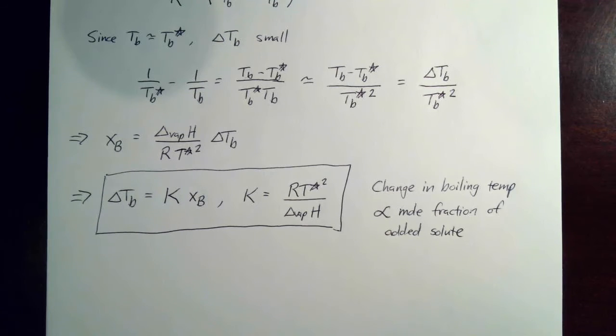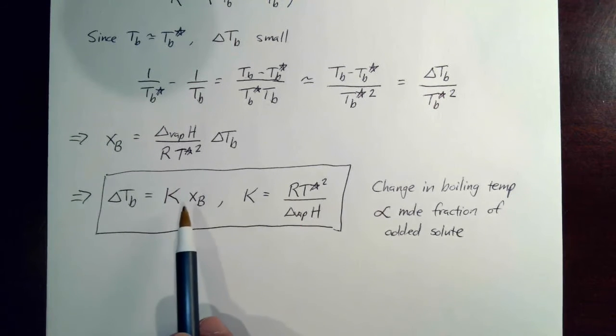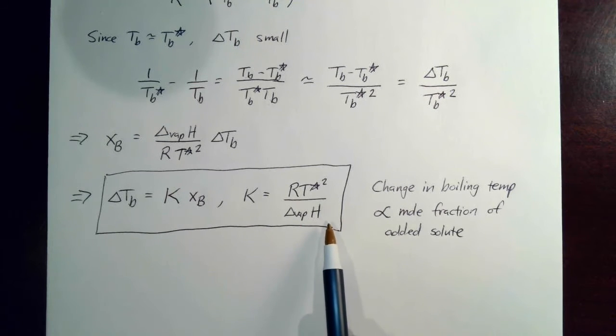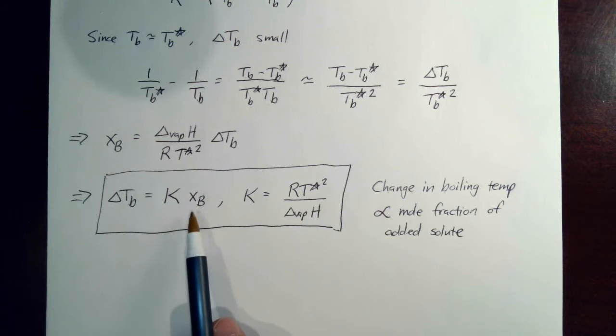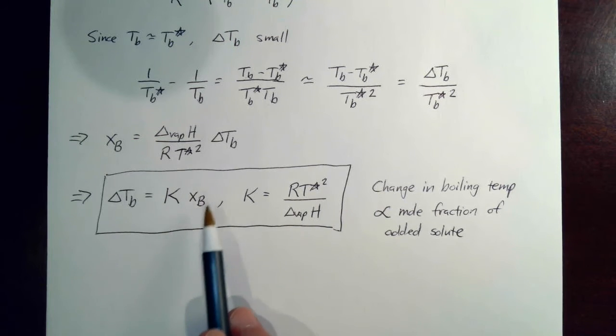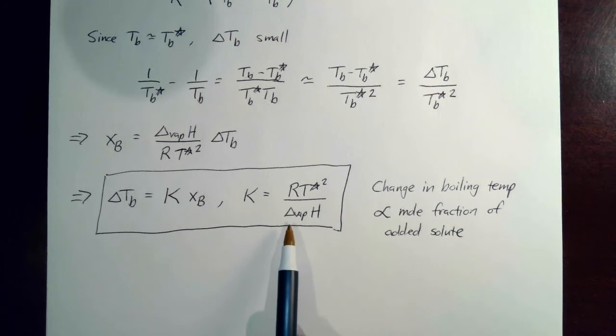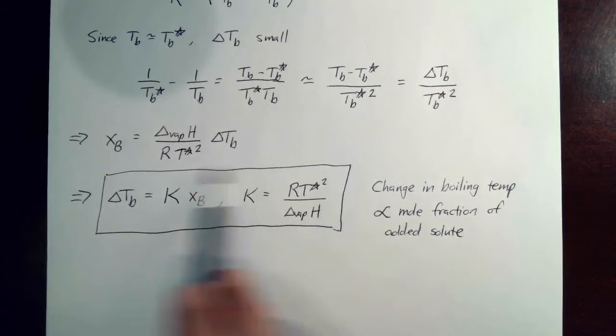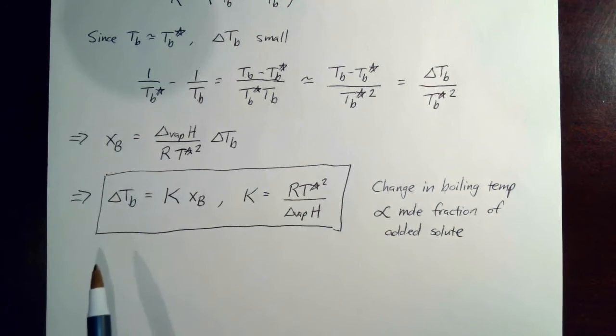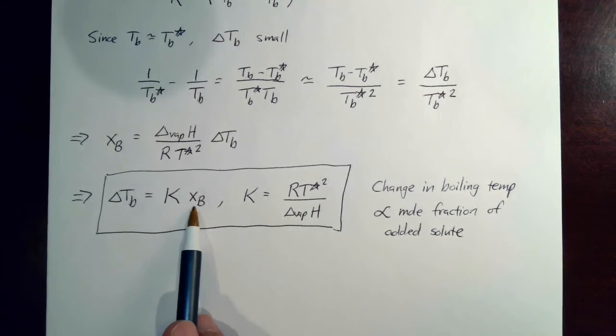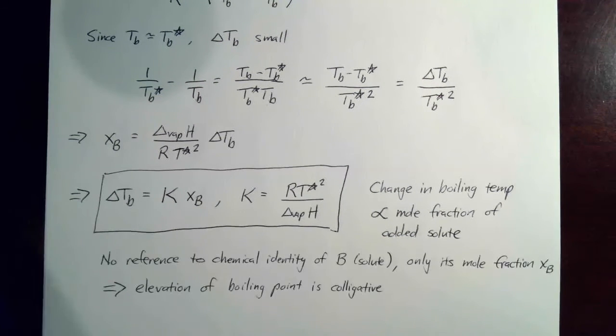All right, and one more remark about this equation is that notice there's no reference anywhere to the chemical identity of the solute. There's no molar mass. Only the mole fraction of the solute plays a role. And so that shows us that this elevation of the boiling point is a colligative property because it depends on the mole fraction of the solute, but not on the chemical identity of the solute. Okay, so elevation of the boiling point is a colligative property.